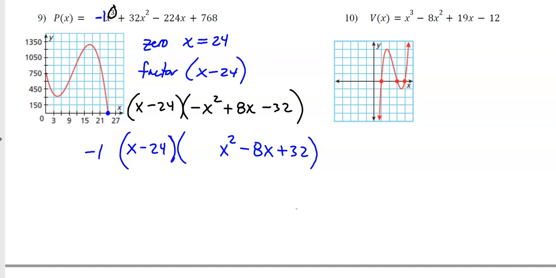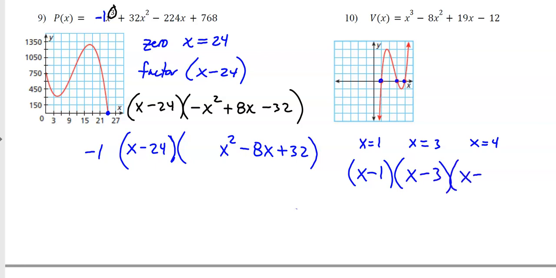So this next one's actually pretty nice because they give me 3 zeros. So I'm like, sweet. If my zeros are at x equals 1, x equals 3, x equals 4, my factors are going to be x minus 1, x minus 3, x minus 4. And I don't even have to do synthetic division because that accounted for all of them. That's the whole thing.